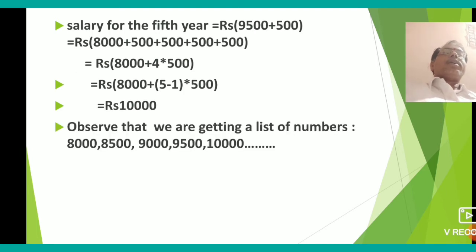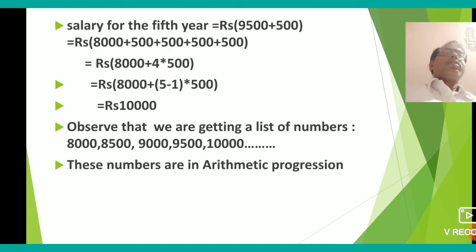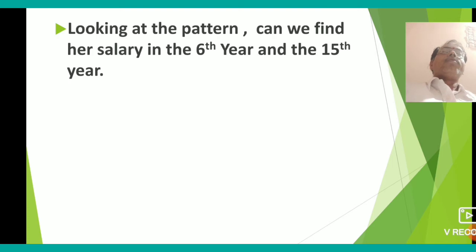Okay. So observe that we are getting a list of numbers. What are those? 8,000, 8,500, 9,000, 9,500, 10,000 and so on. So children, can you say, is this pattern an AP or not? Yes, obviously you can say it is an AP. So these numbers are in arithmetic progression. Now, looking at the pattern, we can find her salary in the 6th year and the 15th year. Okay.